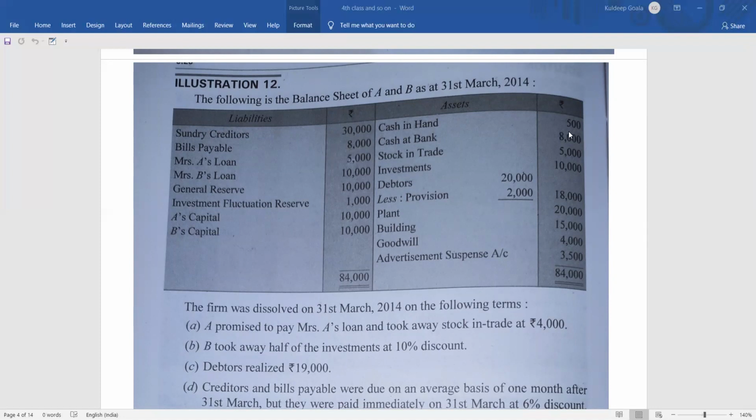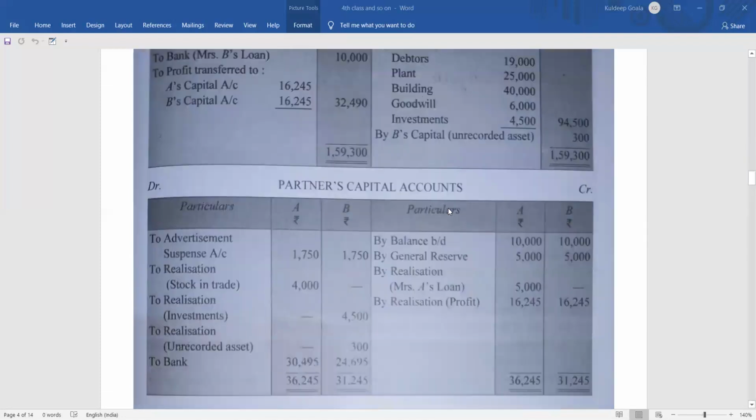What is the journal entry? Bank account debit to cash. Bank account debit to cash means the money has come into the bank. So in the debit side of bank, what will you write? You will write to cash account 500. So you can see in the column here what is given here.